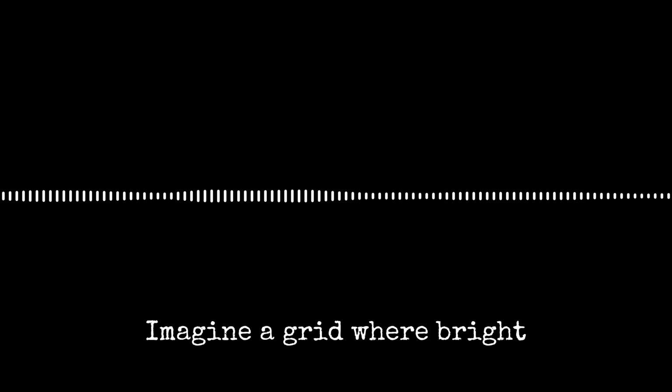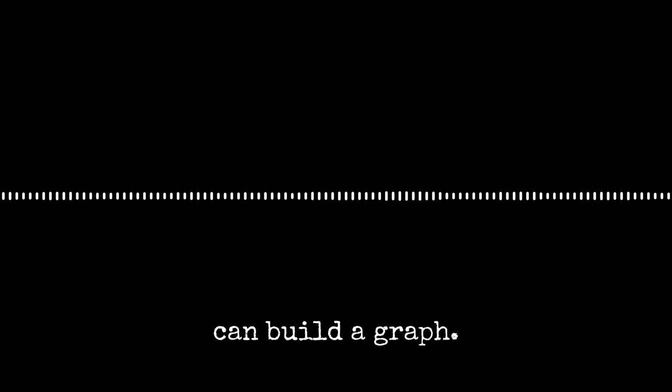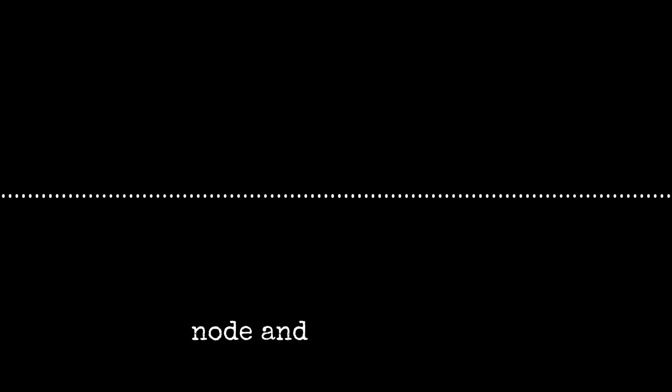Imagine a grid where bright spots show echoes, recurring motifs, or chord progressions. From this grid, you can build a graph. Each section is a node, and connections represent similarity. Now you can apply network science, tools developed to study social networks or the internet, to music.